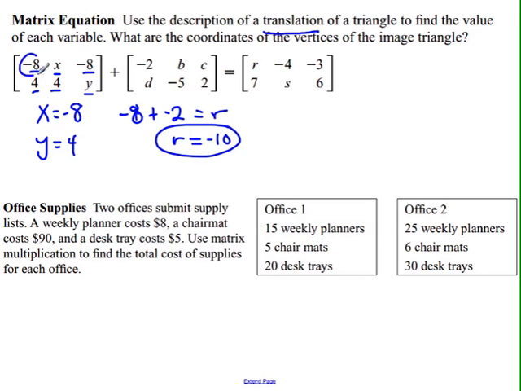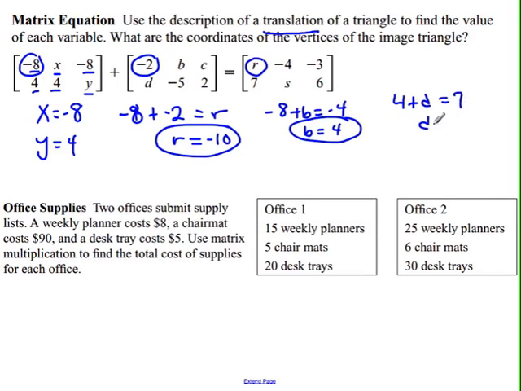We're just taking the first element plus the second element has to equal the first element. We continue that, we would say x, which is -8, plus b has to equal -4. We add 8 to both sides and b should equal 4. In a similar manner, for d, we could say 4 plus d equals 7, d equals 3.